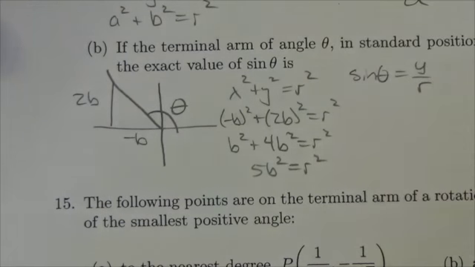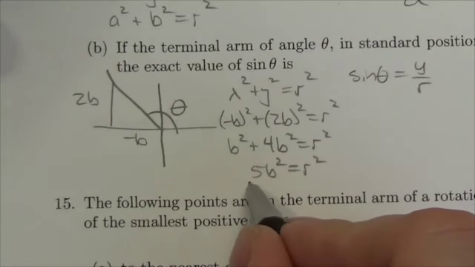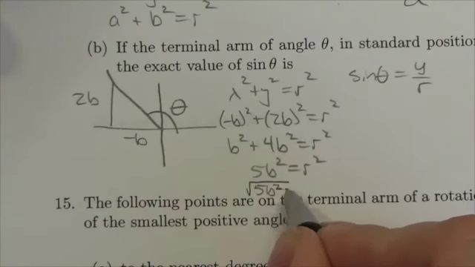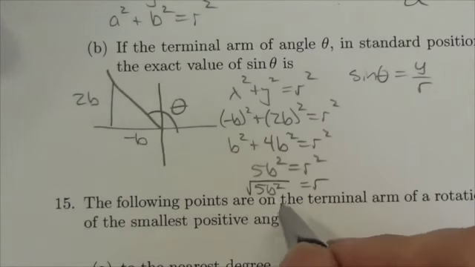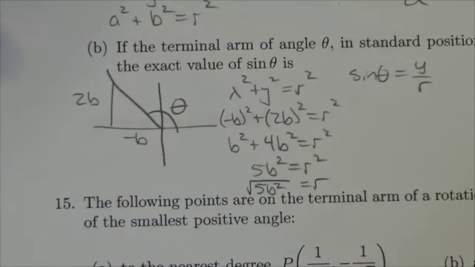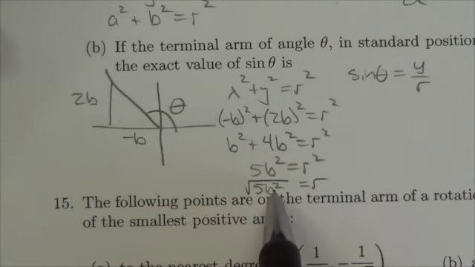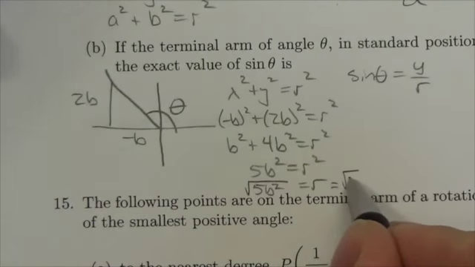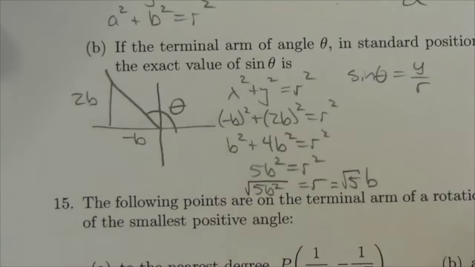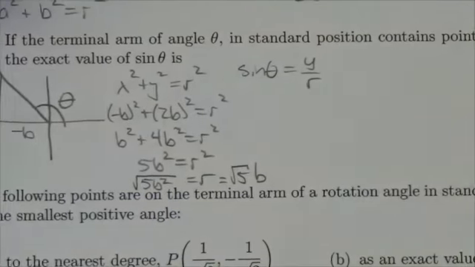Okay? And so from there, I know that the square root of 5b squared is r. Now, not plus or minus, because r is defined to be positive all the time. And I can take the square root of b squared, and that's going to actually give me root 5 times b, just b.